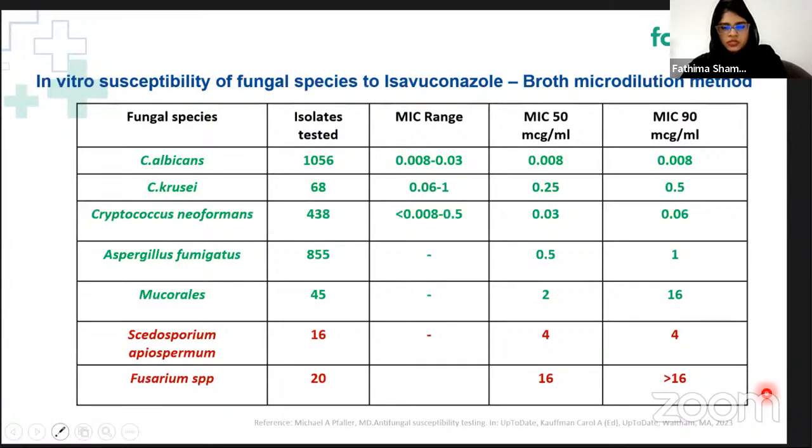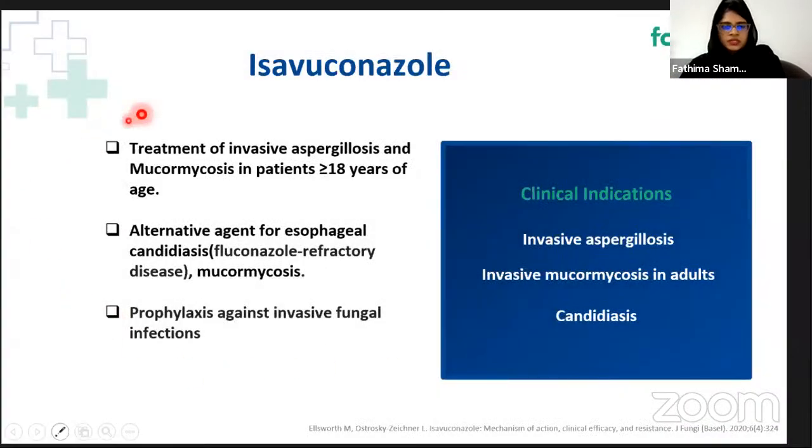So isavuconazole has activity towards most of the Candida species. Its activity is similar to voriconazole and posaconazole. It can also cover Cryptococcus and Aspergillus species. Now, isavuconazole is used for treatment of invasive aspergillosis and mucormycosis in patients greater than 18 years of age.